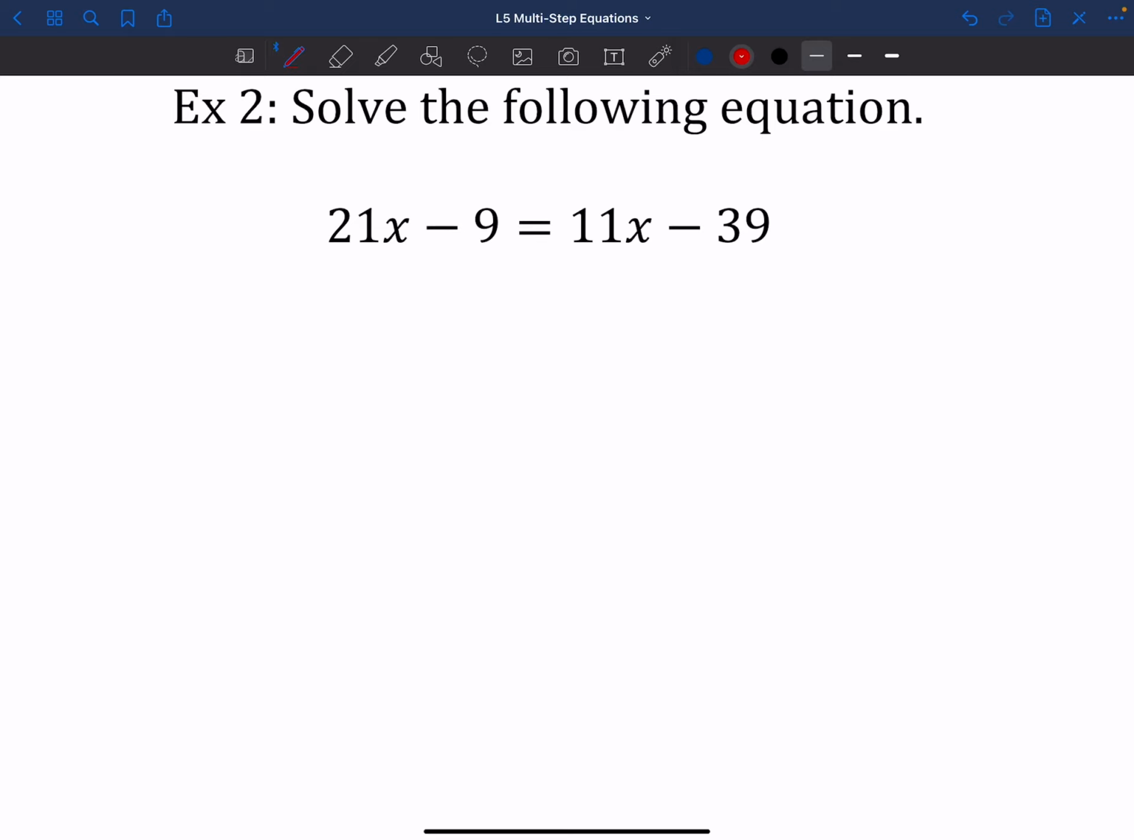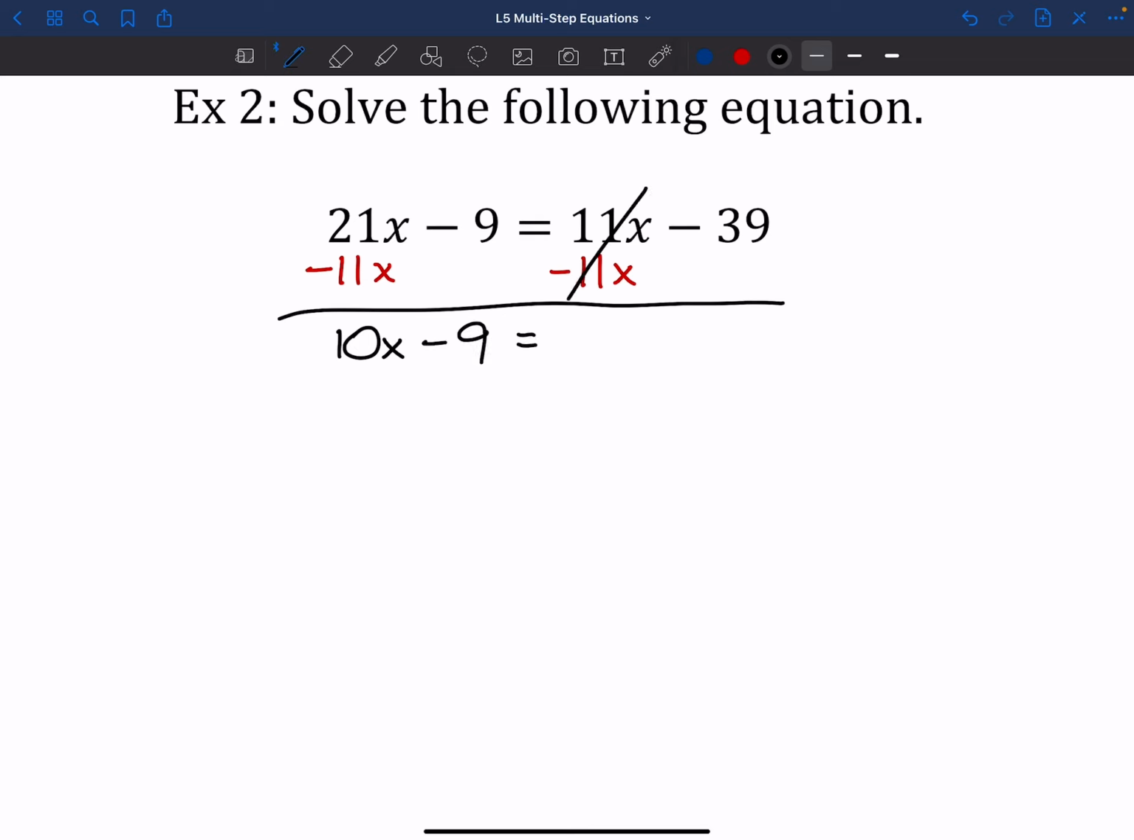Right? I know a lot of people like their x's to be on the left side of the equation, so let's do that. So again, I'm going to subtract 11x, right? I want it to cancel out from over there. I got to keep everything even, so I'm going to do the same thing on the left. Right, 21x minus 11x leaves us with 10 of those, 10 x's. Minus 9. The 11x's are gone, and we have minus 39 left over.